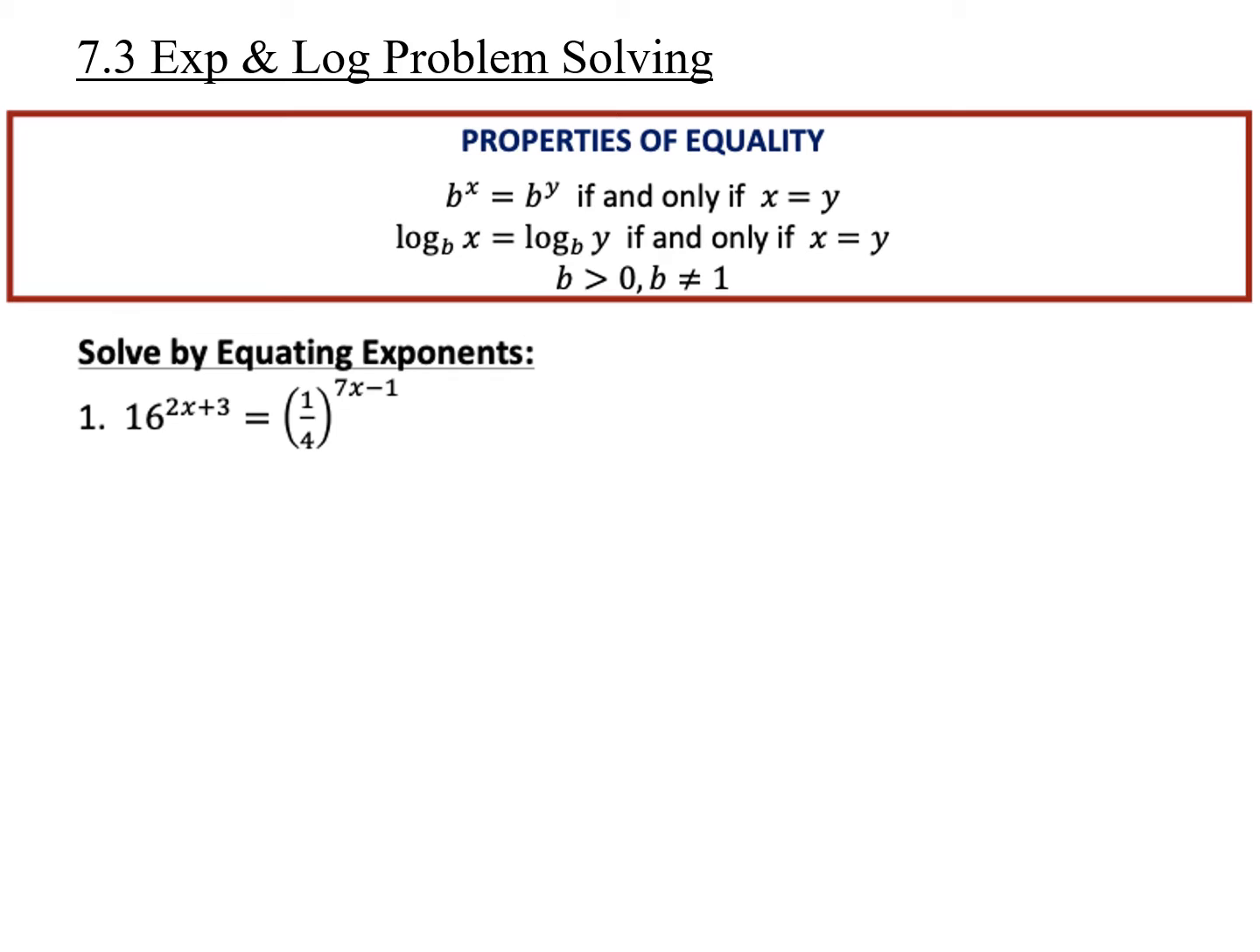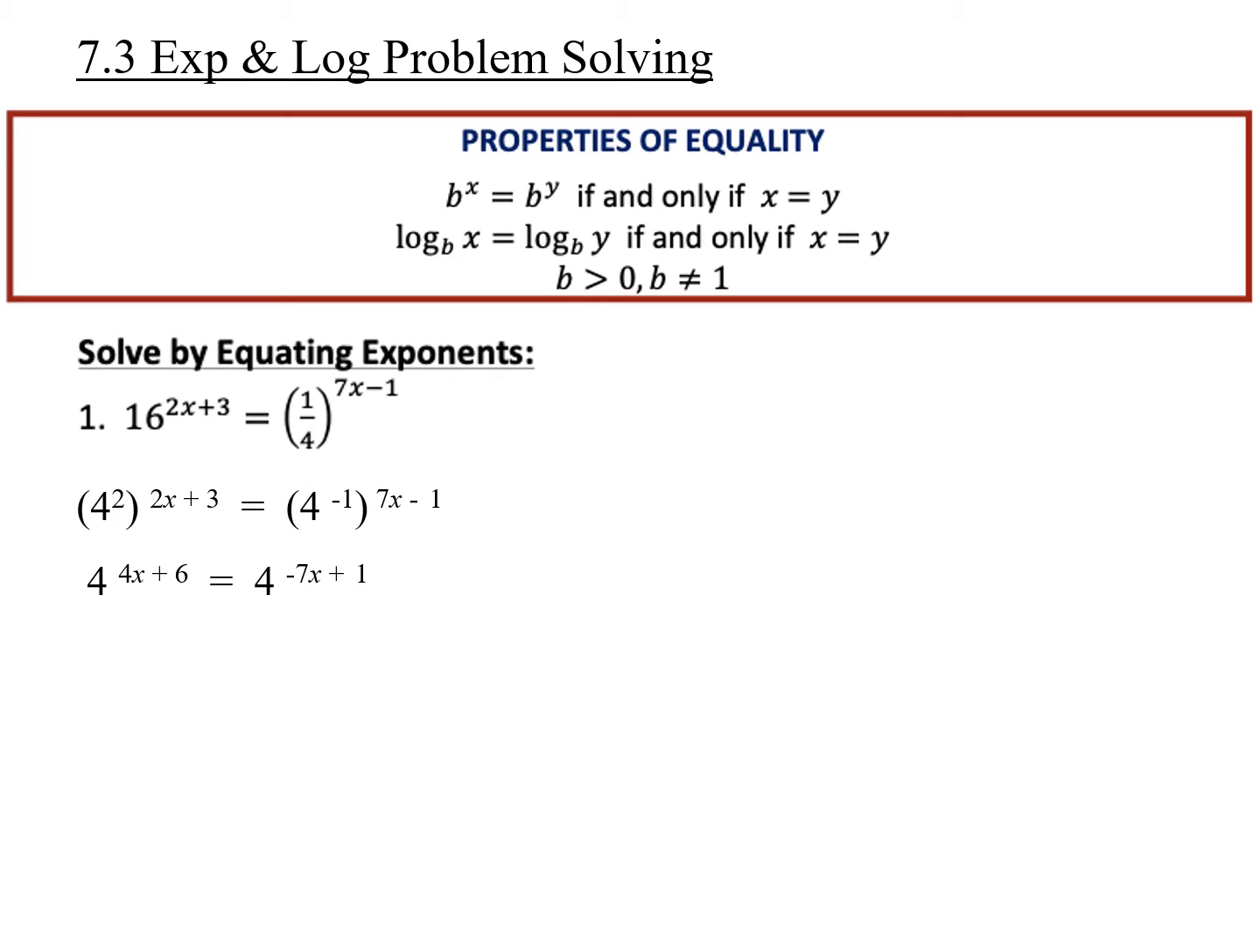I want to take advantage of the first one here where the bases are the same. I know that 16 is a power of 4. It's 4 squared. So I'm going to write 16 as 4 squared to the quantity 2x plus 3, and 1/4 as 4 to the negative 1, to the 7x minus 1. Then I'm going to take advantage of the power rule for exponents and multiply the exponents. So this becomes 4 to the 4x plus 6, and this one becomes 4 to the negative 7x plus 1.